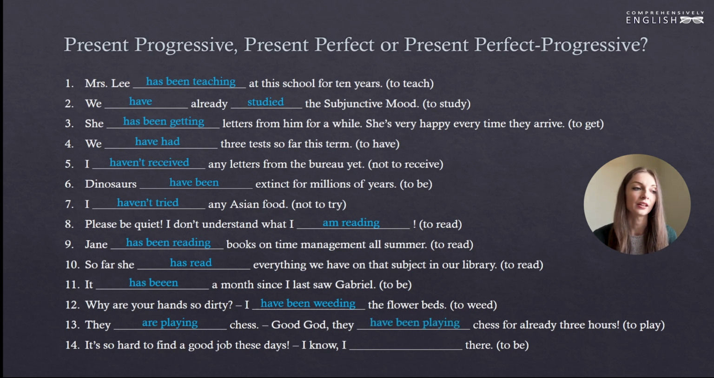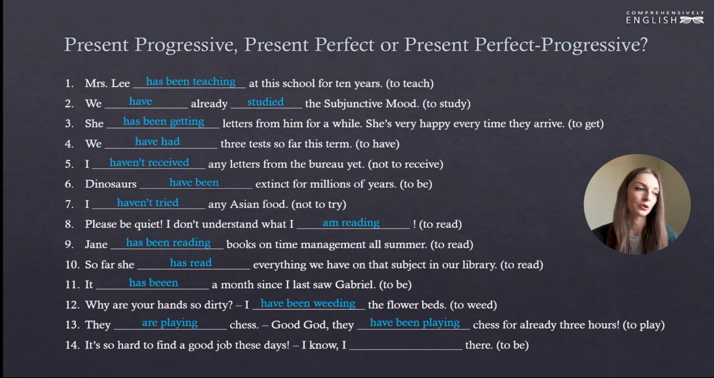Number 13, they are playing chess. Good God! They have been playing chess for already 3 hours. They are playing now. The first sentence is in the present progressive tense, and for already 3 hours means that the action we are talking about precedes our now. So they have been playing chess for already 3 hours now. Now and 3 hours before.